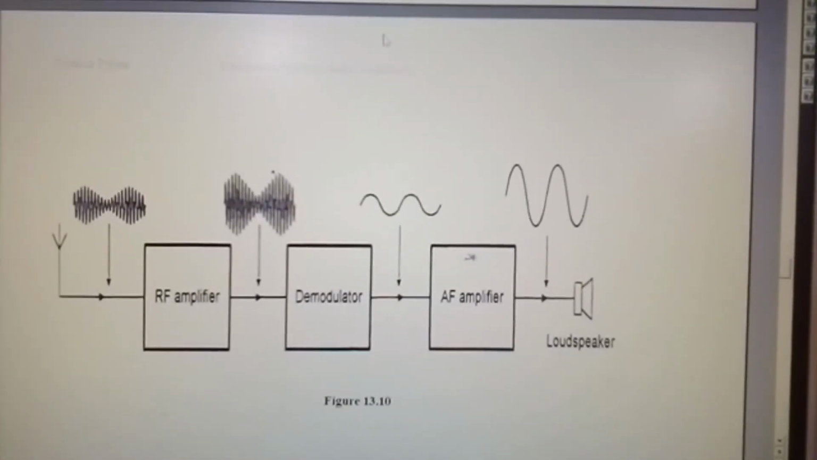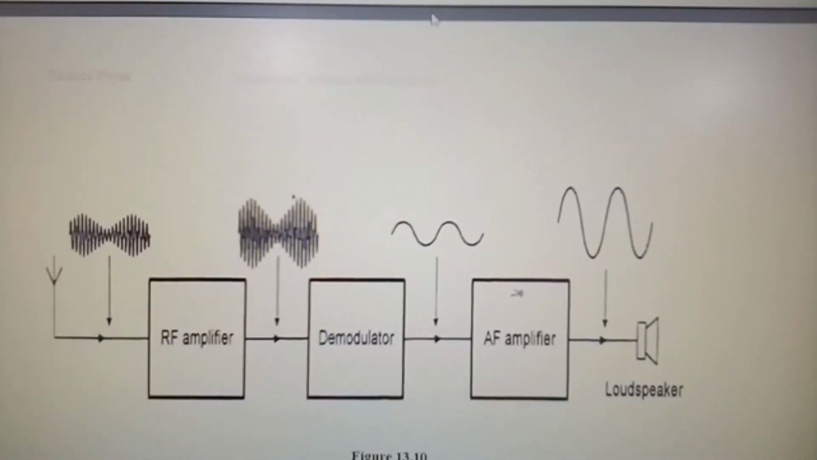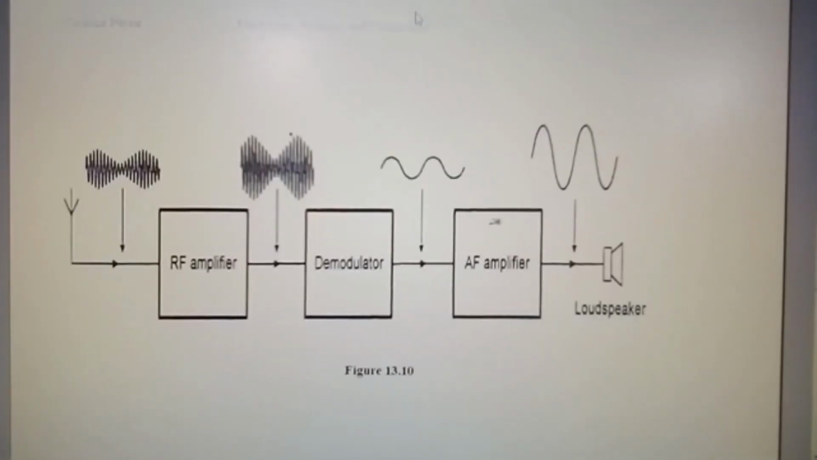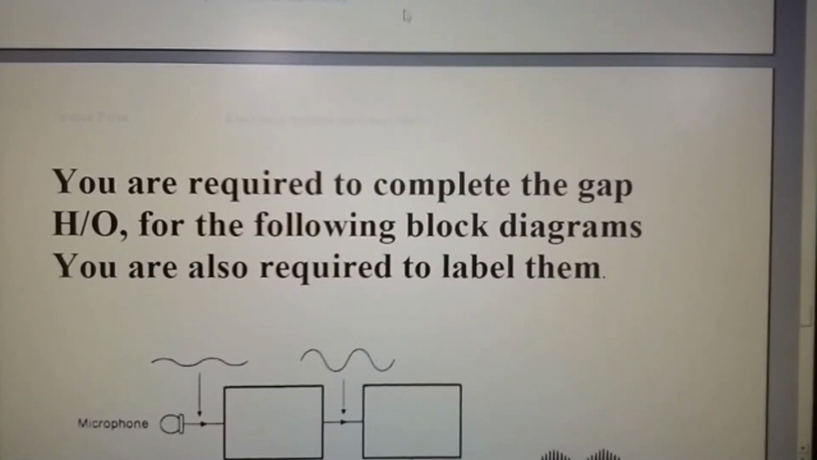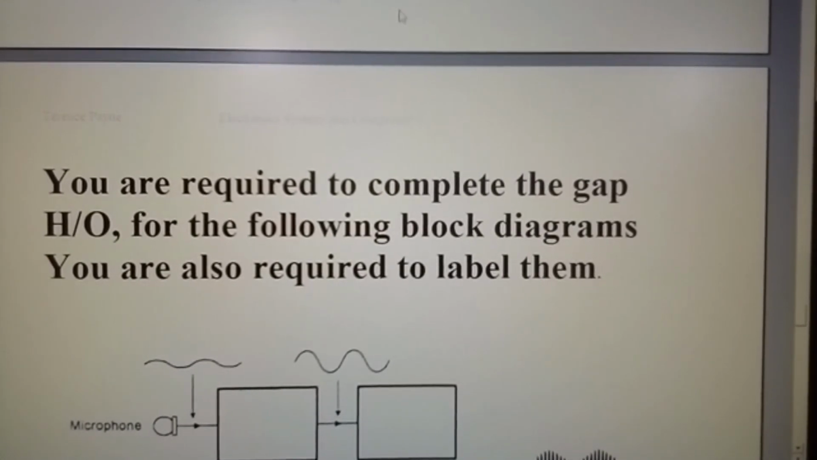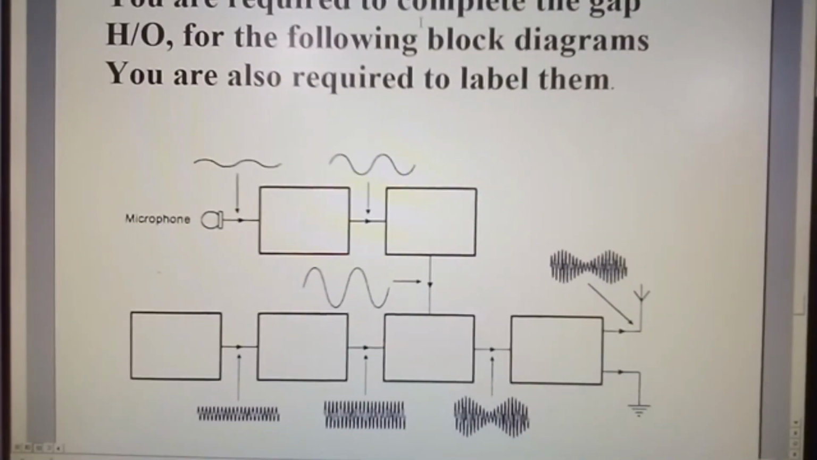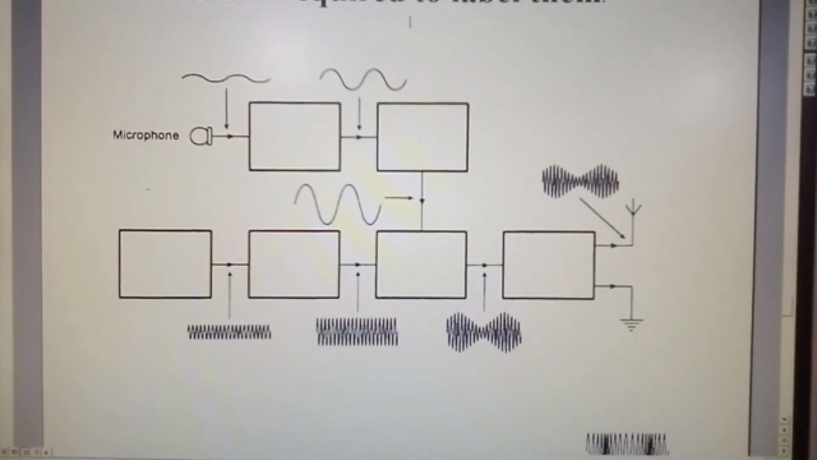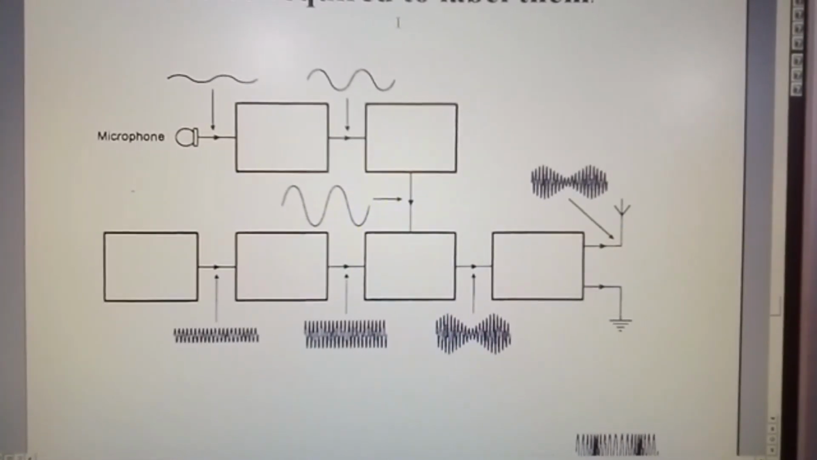And this is just a diagram showing you how that would be set up. I'm going to just give you a clear view of it. You're required to complete this gap handout. For the following block diagrams, you are also required to label them in full. Again, try doing this for yourself so you can see what you need to be doing. The information has already been given to you, so look back at what I've just shown you in order to complete these diagrams.